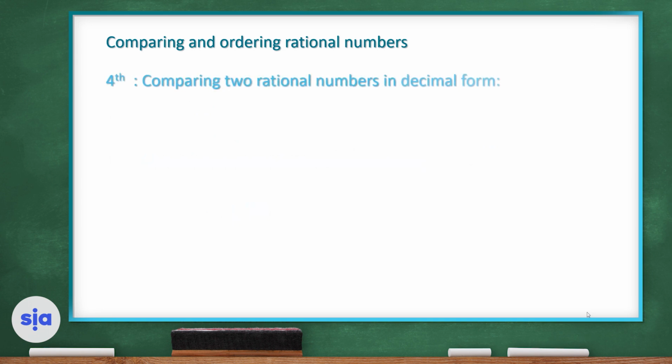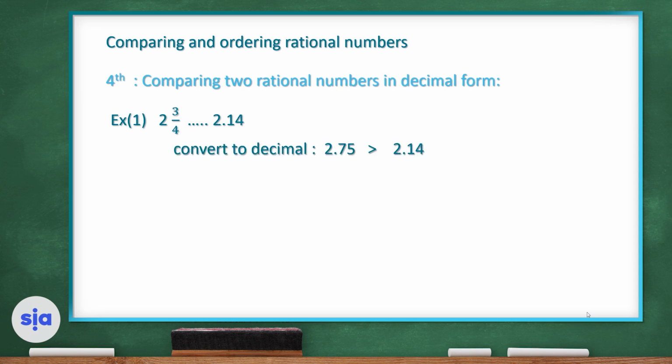Fourth, comparing two rational numbers in decimal forms. For example, 2 and 3 over 4, which is a mixed number, and 2.14. What's easier for you? Yes, the 2 and 3 over 4, I can change it into decimal to be as 2.75. So we can compare 2.75 and 2.14. So for sure, the 2.75 is bigger. Example 2, 1.3 and 1 and 1/3. 1 and 1/3 is 1.3333, and the 1.3, so for sure, the 1.333 is bigger than the 1.30000.